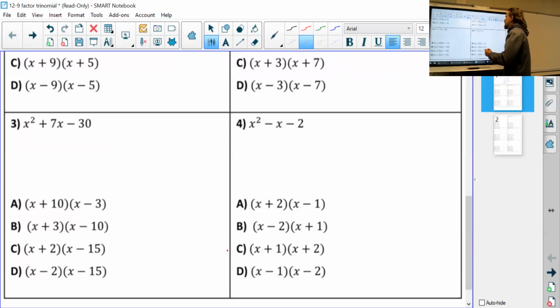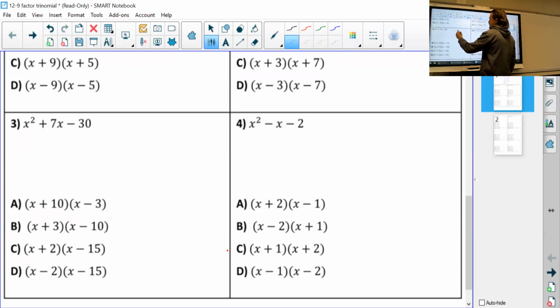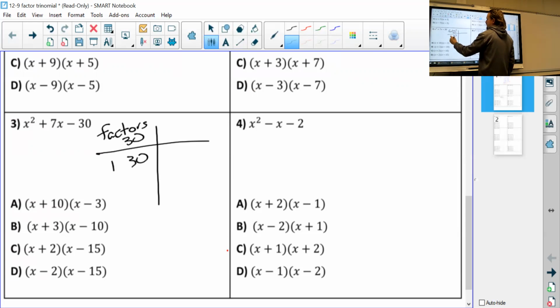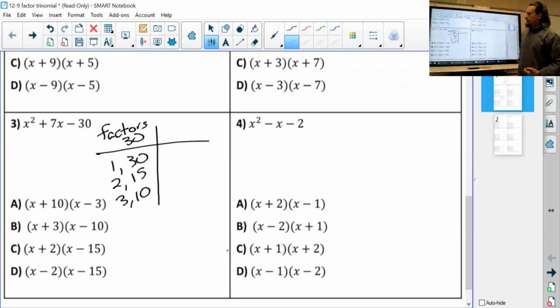Okay, so we're looking for factors of 30. This one doesn't have quite as many: 1 and 30, 2 and 15, 3 and 10. When we add those together, we know one of them has to be negative to make the product negative. But since our sum is positive, the bigger of the two values has to be positive.